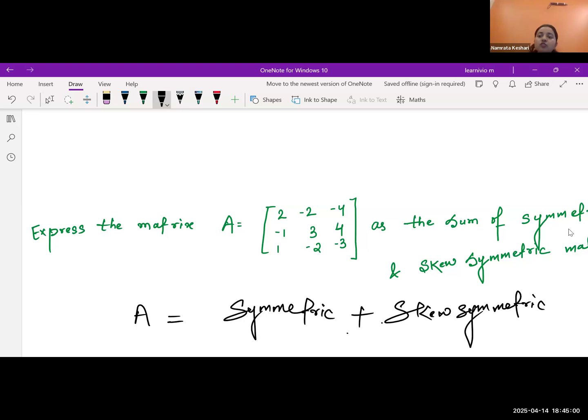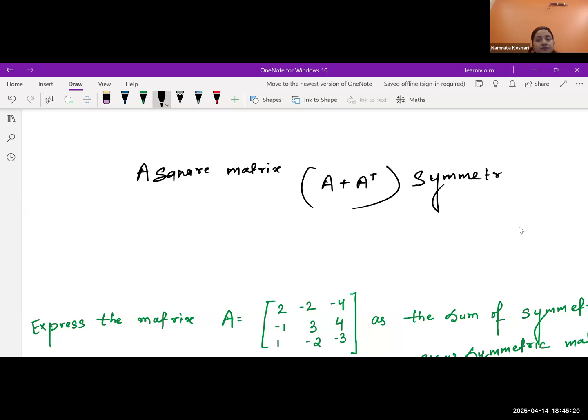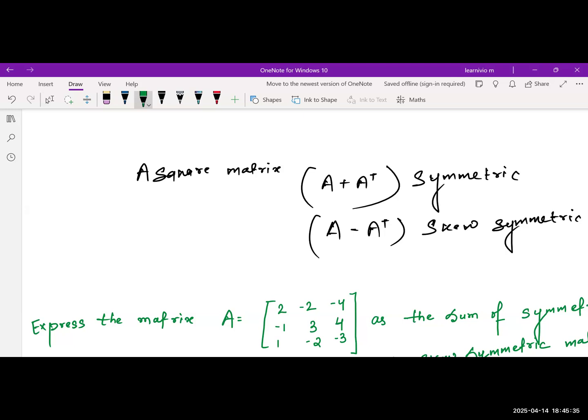So here we will use our logic that if we have a 3 by 3 matrix, or a square matrix, whenever we do A plus A transpose, it will be symmetric, right? And when we do A minus A transpose, it will be skew symmetric. And from here only we are trying to do the arrangement.